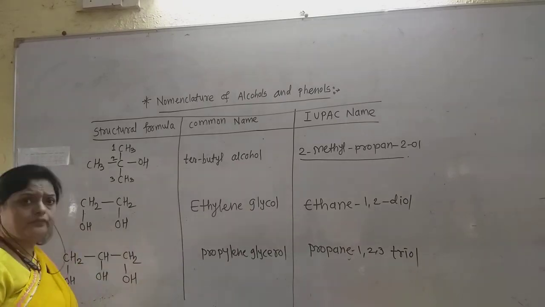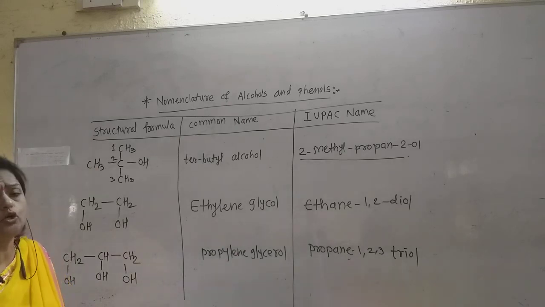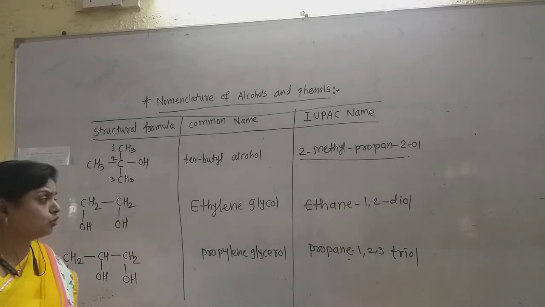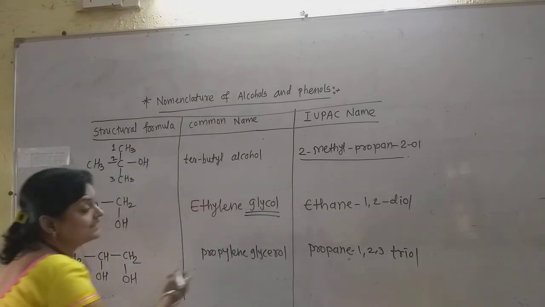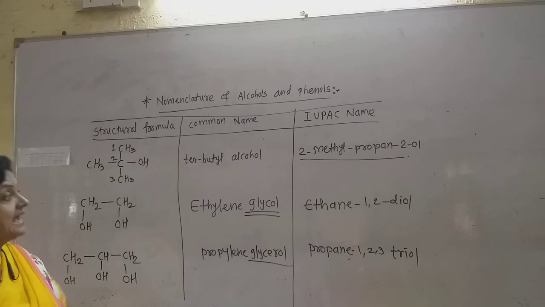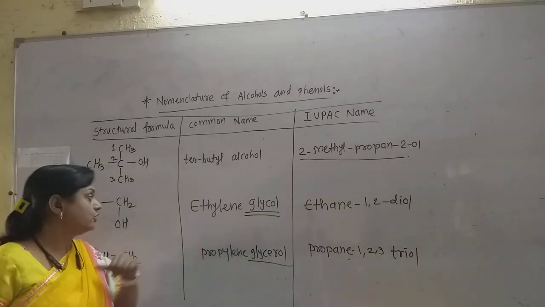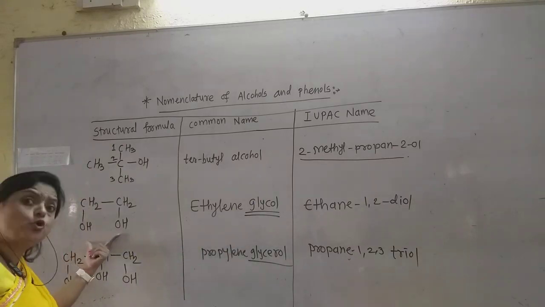Now see here, we know that there are dihydric alcohols also, and the dihydric alcohols are called glycols. Trihydric alcohols are called glycerols, and dihydric alcohols are called glycols. Now here there are 2 OH groups.